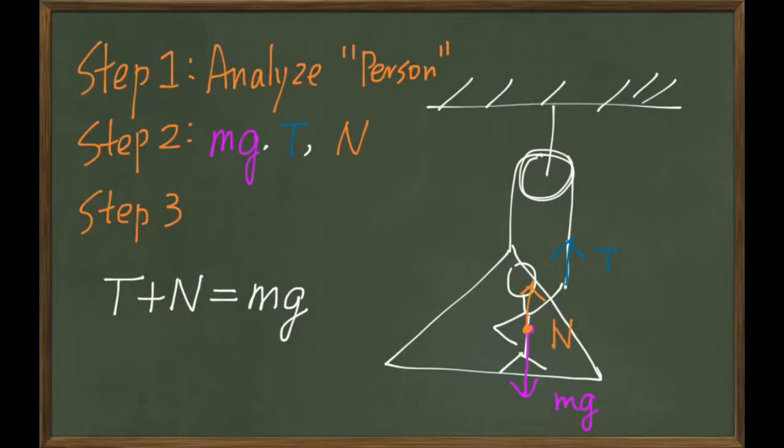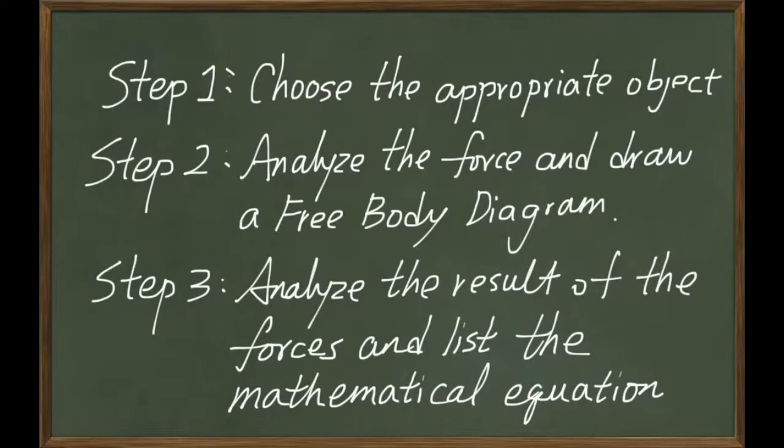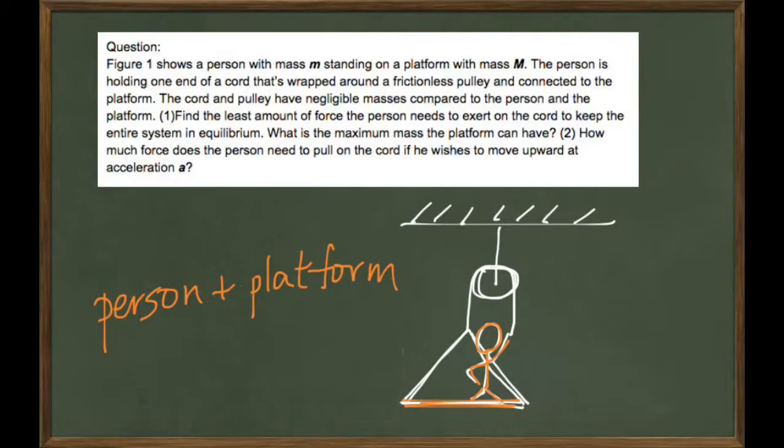So this is how you solve the problem using the 3 steps in analyzing forces. Step 1, choose the appropriate object. Step 2, analyze the forces and draw a free body diagram. And step 3, analyze the result of the forces and list the mathematical equation. Are we finished? No, we still have to analyze the platform. Remember, we have to analyze all the objects.